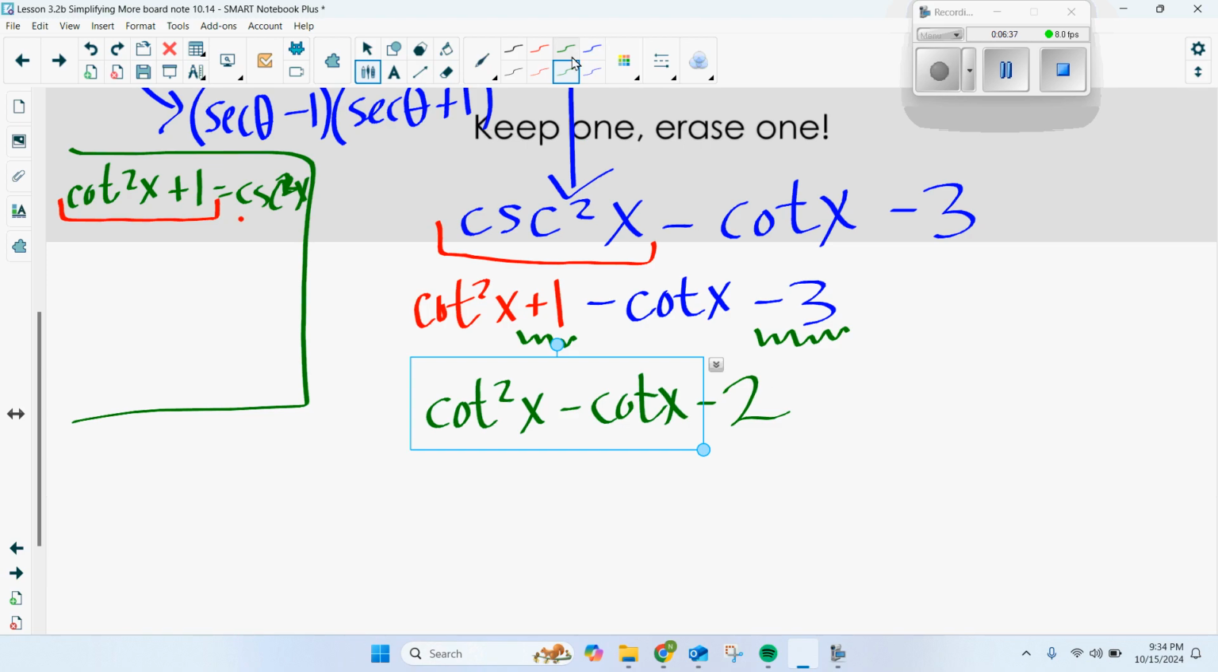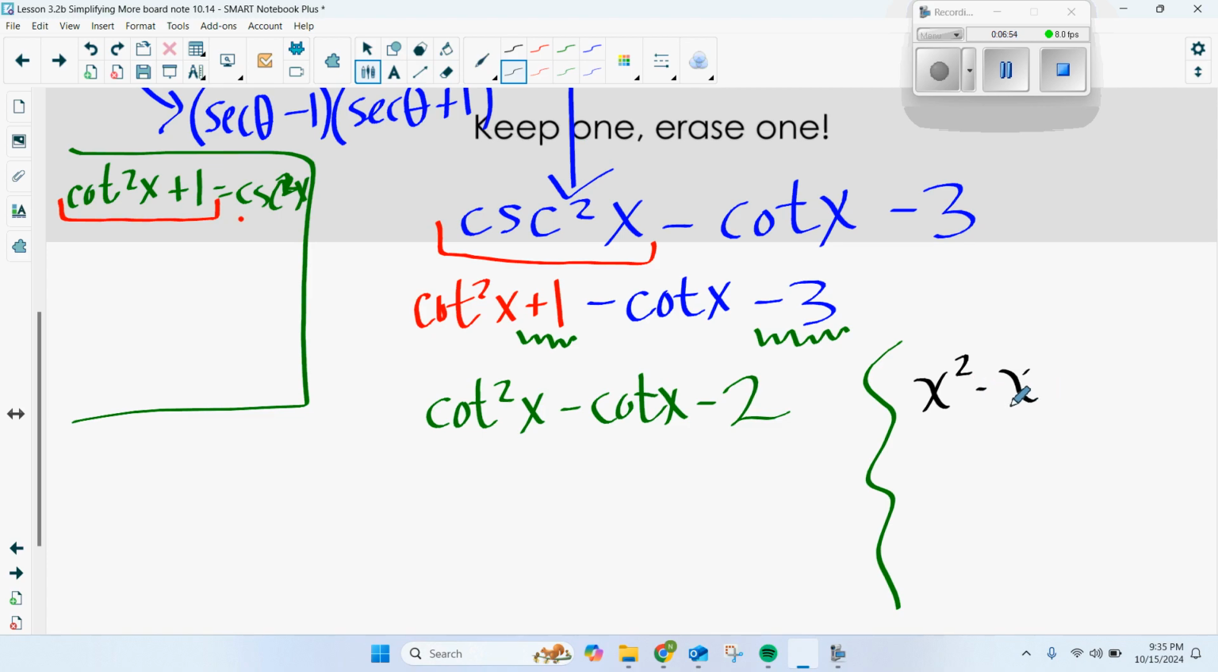Some people can just jump straight to the factoring and they have no problem with that. Other times it weirds people out and they're like, I don't know what to do. So I encourage people to, off to the side, rewrite this problem with regular variables instead of trig. If I asked you to factor x squared minus x minus 2, I bet you could do it.